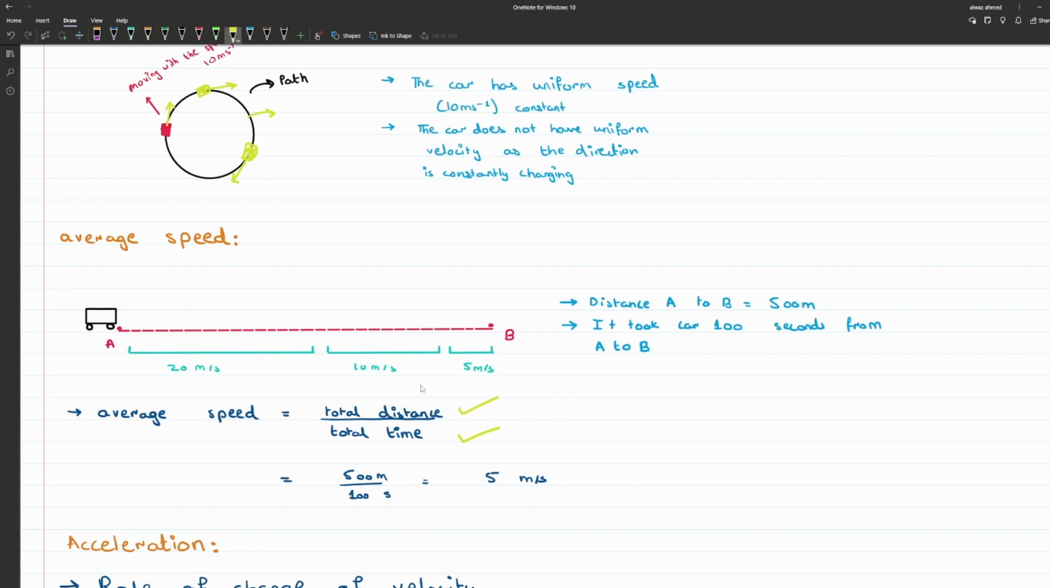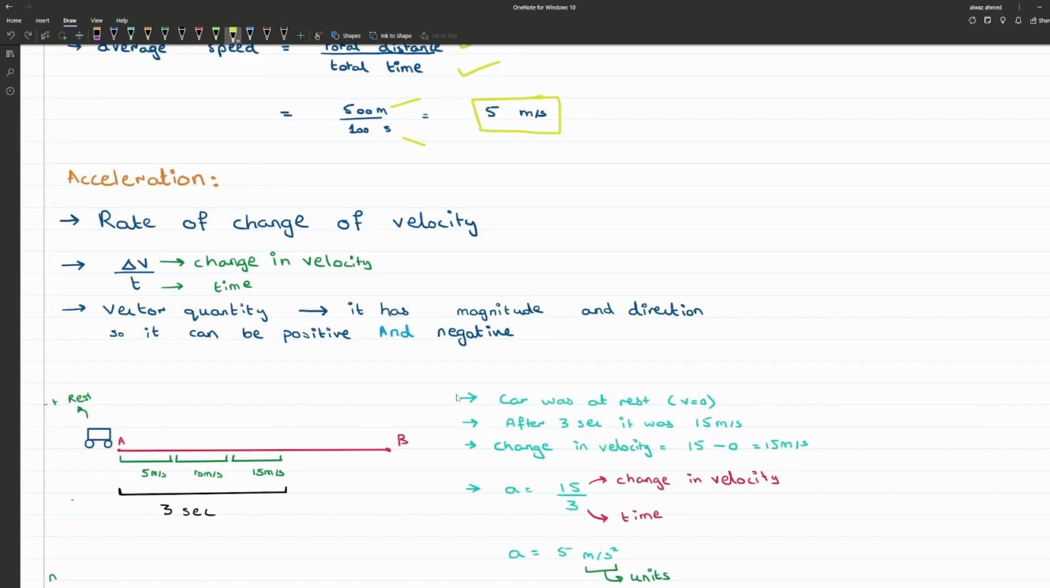So in this example, we've got the distance A to B as 500 meters, and it took the car 100 seconds from A to B. Now as we can see, the car is going 20 meters per second in the first patch, then it's going to go 10 meters per second, and then 5. So it's very hard to calculate the average speed in this scenario. So we're going to use the distance and time. We take the 500 meter distance and we divide it by the time, which is 100 seconds, and we get the average speed of 5 meters per second.